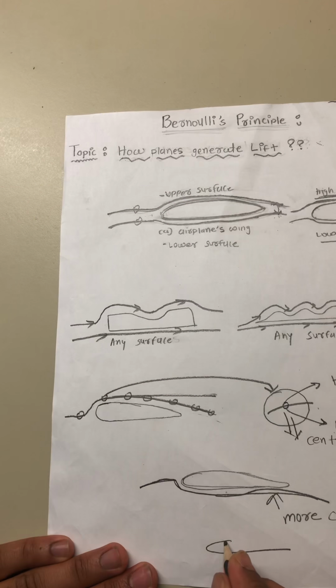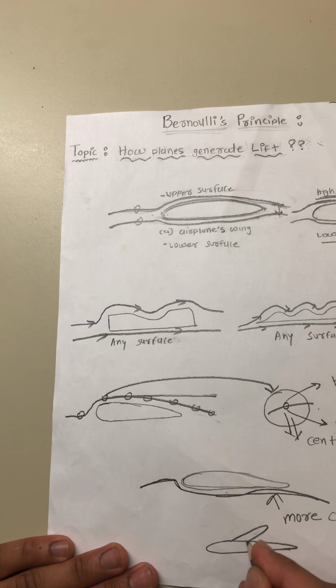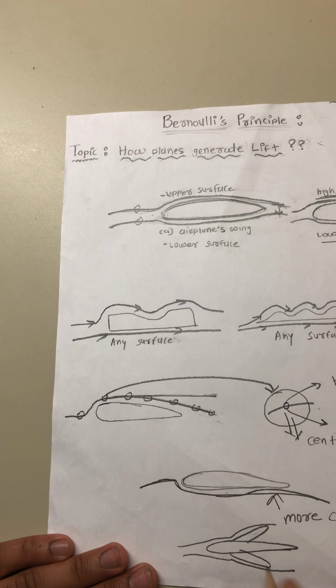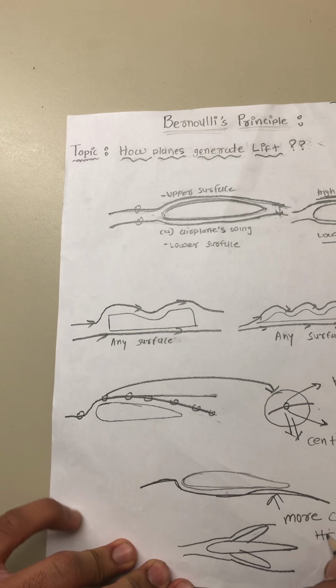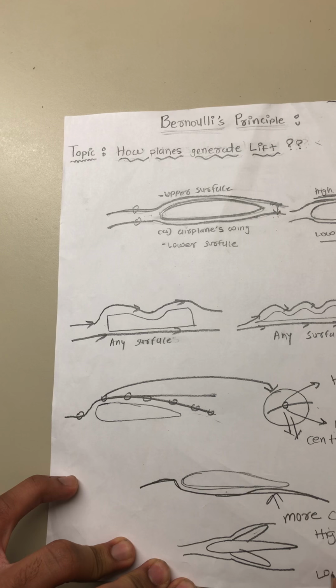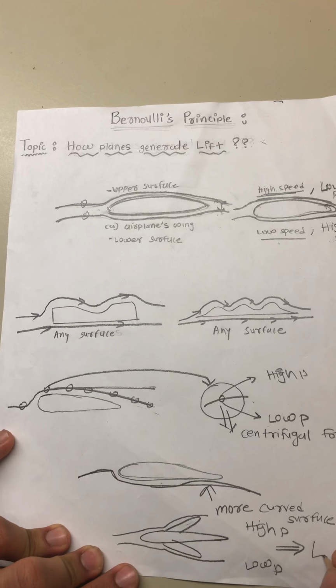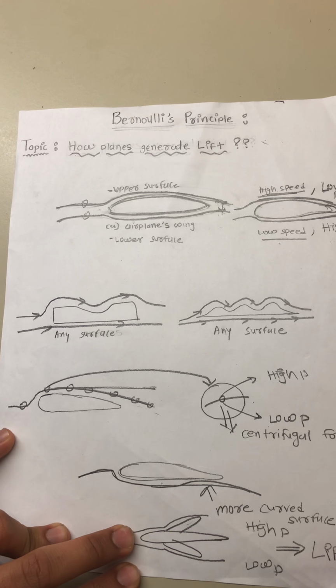So if we have the aeroplane, when the air is flowing from the top and from the bottom of the wing, the difference in the high pressure and the low pressure on the top and bottom of the wing creates lift.